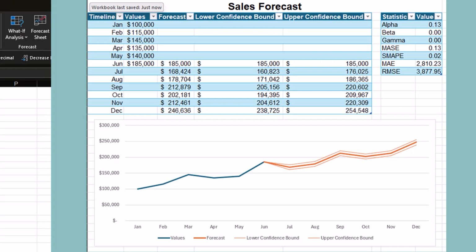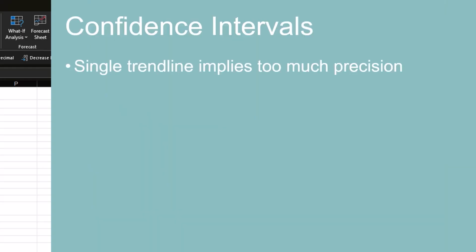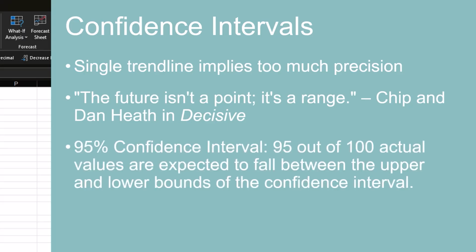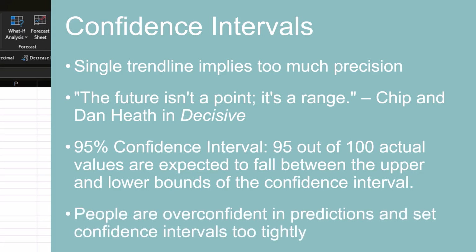I love that Excel doesn't just forecast a single trend line. It also shows the upper and lower bounds of the confidence interval. A single trend line implicitly communicates too much precision for a forecast. If you've taken my other courses, you know that one of my favorite sayings is, the future isn't a point, it's a range. The default confidence interval is 95%. That means 95 out of 100 actual values are expected to fall between the upper and lower bounds of the confidence interval. You can set that lower if you have higher confidence in the forecast's accuracy and precision for picking the trend line. I warn you, though, that behavioral finance studies have shown that even CFOs are overconfident in predictions and set confidence intervals too tightly.